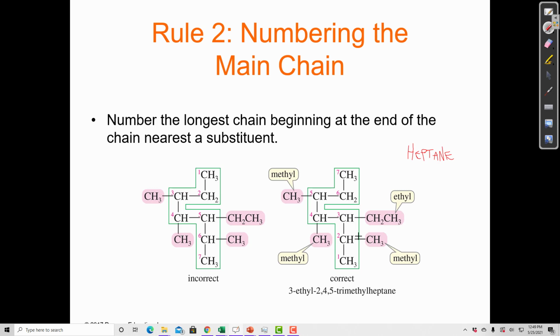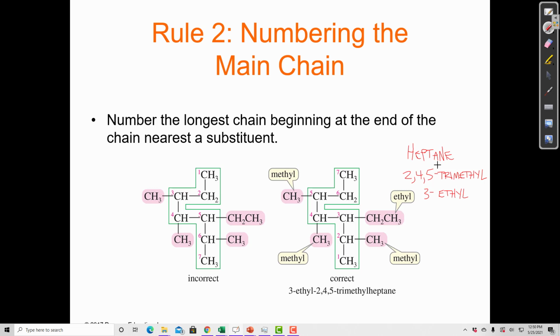Well, I have 2 methyl, 4 methyl, and 5 methyl. 2, 4, and 5. And if I have 3 of them, then I really have trimethyl. And I have an ethyl at carbon 3. 3-ethyl.